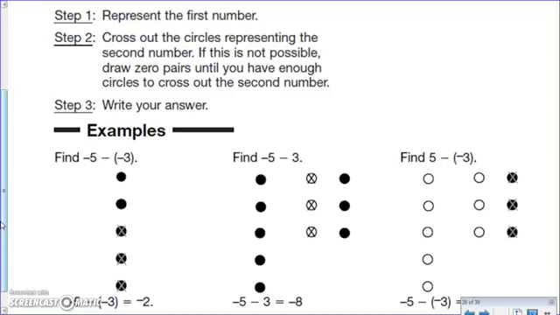In the second example, we have -5 minus +3. Okay, so in this case, we're going to put the -5 down, and then we're adding the 3 positive, and because we're subtracting it, we're going further into the negative, so it becomes -8.